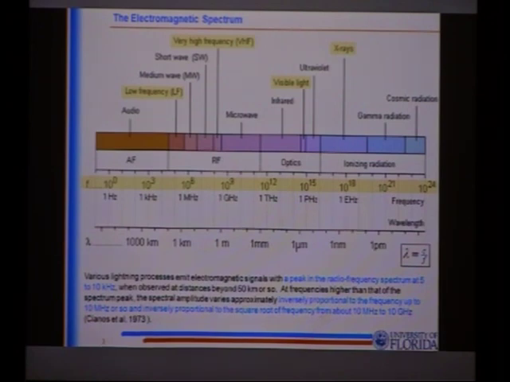So there are many lightning processes, and some of them, for example, long continuing currents, are characterized by frequencies of the order of a few hertz. So 1 hertz is here, and so a few hertz would be the frequency corresponding to long continuing currents. On the other hand, X-rays and gamma radiation are associated with frequencies of the order of 10 to the 20th hertz. So this presentation will cover essentially the entire spectrum of electromagnetic waves.